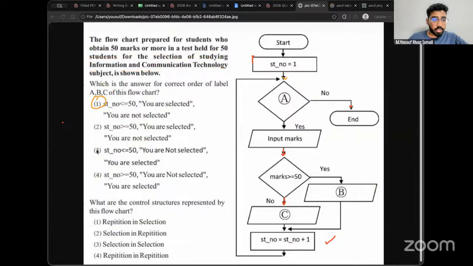Then the second question they're asking: what are the control structures represented by the flowchart? In the beginning of this class, I told you by looking at a rhombus, how can you figure out if it is a selection or repetition? So look at this rhombus and tell me, is it representing a selection or repetition? I told you if they meet, it's selection. If they don't meet, it's repetition.